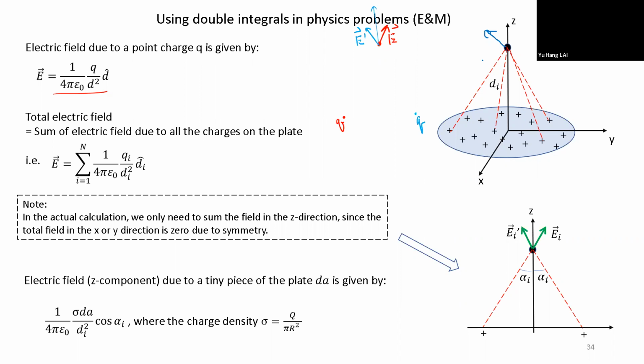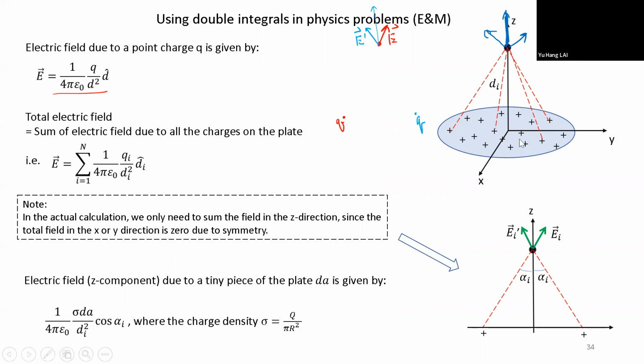If this is my final answer, then if I rotate the whole system by some arbitrary degree, for example by 180 degrees, then you tell me that no, the electric field is pointing this way. But before rotation and after rotation, you are considering the exact same plate. Then it's not possible for you to get two different answers. So the only possible answer is that the total electric field due to the entire plate is pointing up. That's the argument using symmetry.